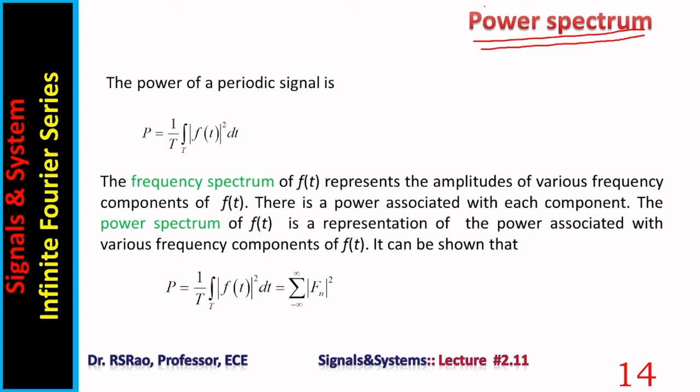The power of a periodic signal is, by definition, 1 by T integration over T of f of t whole squared dt.